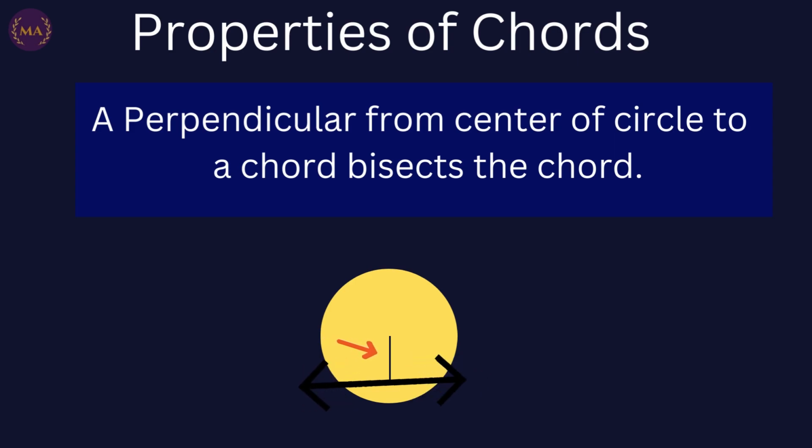So here you have to prove that the perpendicular is bisecting the line into two parts. What we have to prove over here is that the line is bisecting the chord. Bisecting means what? Can anyone tell me what you mean by bisecting? Yes, bisecting means you're dividing the line into equal parts.